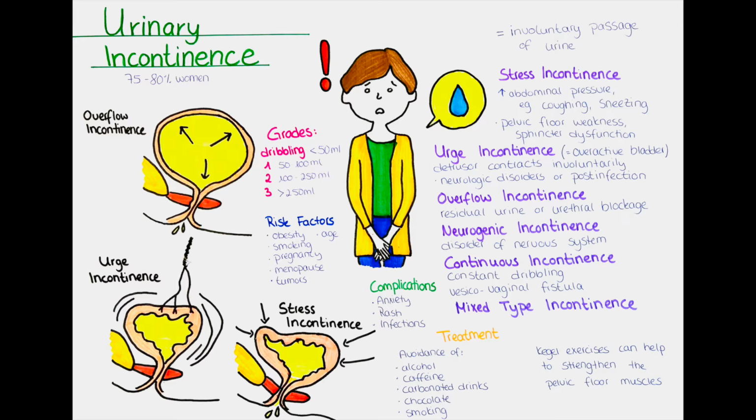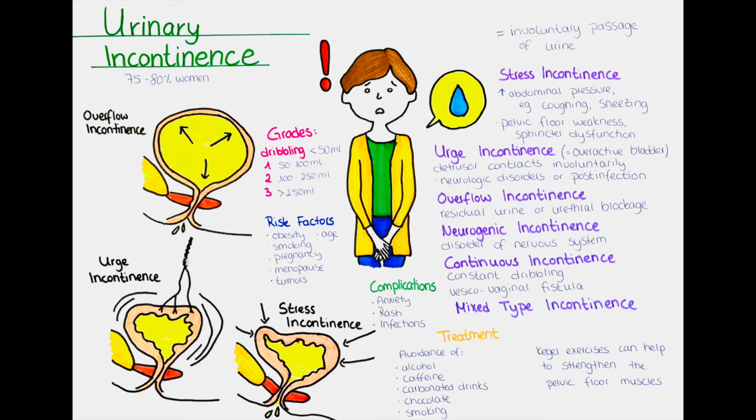After we determine the type of incontinence, we have to grade it based on the severity and the amount of urine that is lost. The mildest type of incontinence is the dribbling incontinence. Here, less than 50 milliliters of urine are lost in each involuntary loss. A grade 1 incontinence is when between 50 and 100 milliliters of urine are lost.